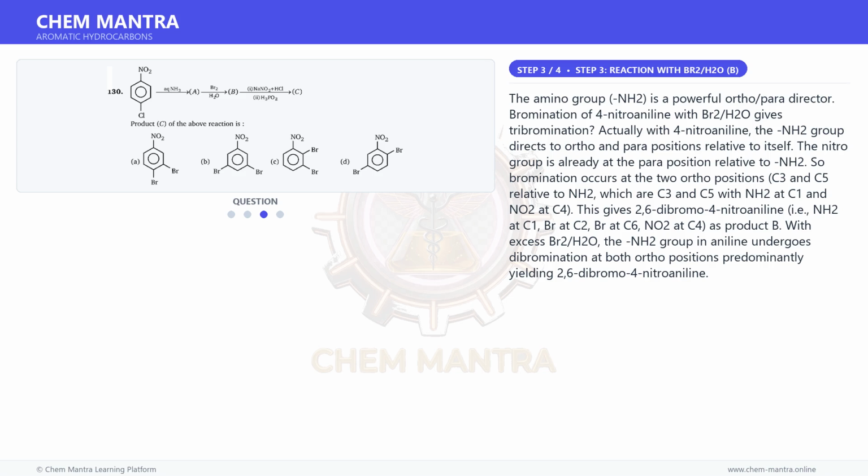Moving on to the next step. The amino group, NH2, is a powerful ortho-para director. Bromination of 4-nitroaniline with Br2/H2O gives tribromination. Actually, with 4-nitroaniline, the NH2 group directs to ortho and para positions relative to itself. The nitro group is already at the para position relative to NH2. So bromination occurs at the two ortho positions, C3 and C5 relative to NH2, with NH2 at C1 and NO2 at C4.